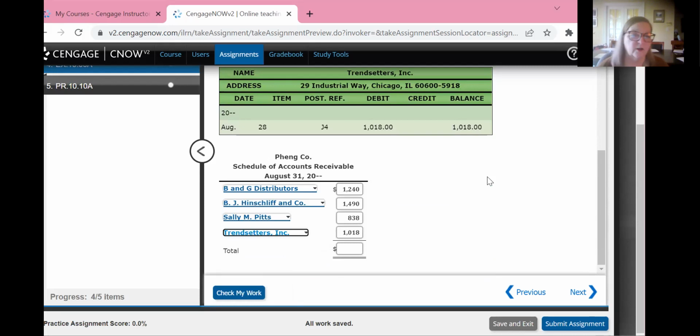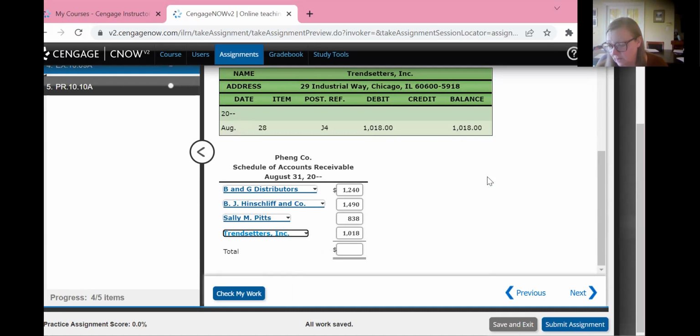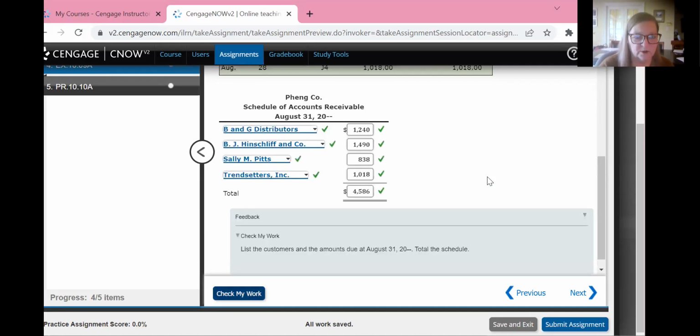Now, all I'm going to do, I pulled all the balances. Now I'm just going to add them all up and see if they come to the total, which this time they didn't give us. So I'm just going to check my work to see if it came to the right total. When I added them all together, I got 4,586. So I'm going to check my work, see if it works.